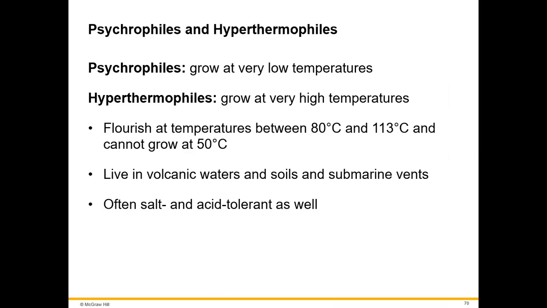Now, some bacteria are psychrophiles. What that means is they like to grow at very low temperatures. Hyperthermophiles grow at very high temperatures. So a hyperthermophile would flourish at 80 to 113 Celsius. They cannot grow at lower temperatures. They live in volcanic waters, soils, and submarine vents in the ocean. They are often tolerant to high salt and acid as well.